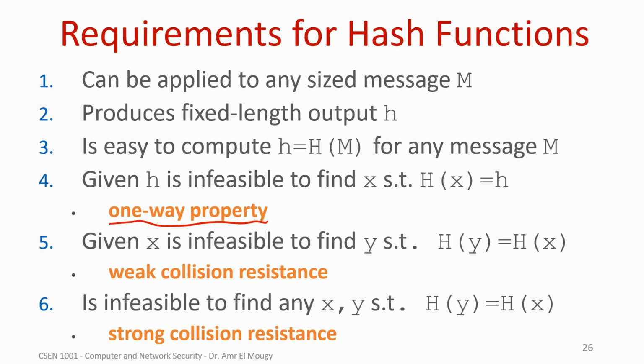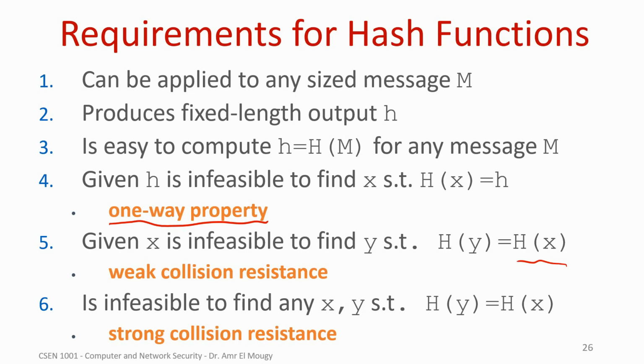The fifth requirement says that given x, it is infeasible to find y such that h of y equals h of x. This is called the weak collision resistance. What it means is that if you start with a message x and you calculate the hash of this message h of x, it should be infeasible to find a collision. It should be infeasible to find another message that has the same hash. The final requirement says it is infeasible to find any x and y such that h of y equals h of x, and this is called the strong collision resistance.